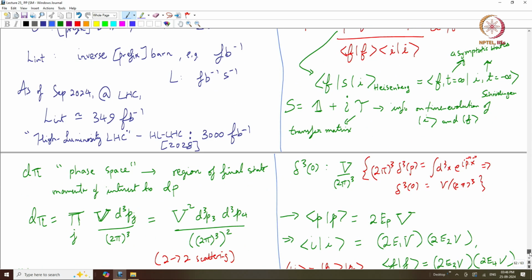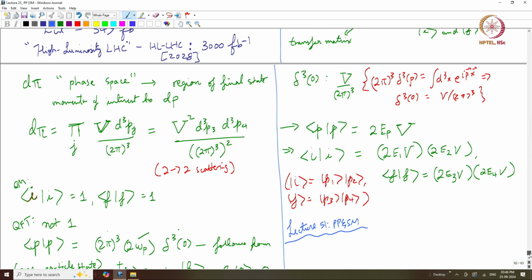So, the norm we obtained as basically 2E1V times 2E2V for the initial state, and similarly 2E3V, 2E4V for the final state. The phase space was nothing but counting the number of cells that you have in this phase space of the final state. If you do not have enough phase space to go into the final state, then the scattering is not going to happen. Everything has to work out that way.